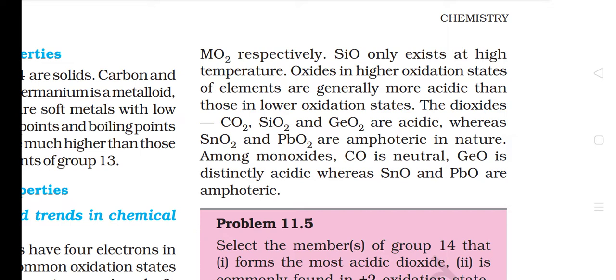The dioxides CO2, SiO2 and GeO2 are acidic, whereas SnO2 and PbO2 are amphoteric in nature. Among monoxides, CO is neutral, GeO is distinctly acidic, whereas SnO and PbO are amphoteric.